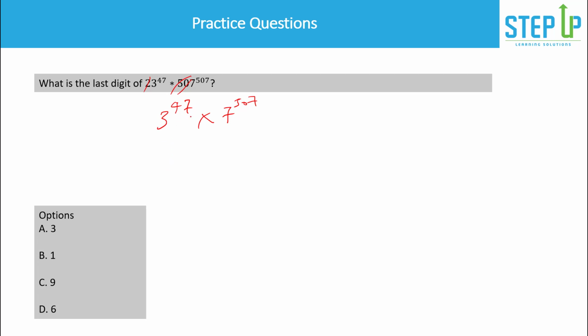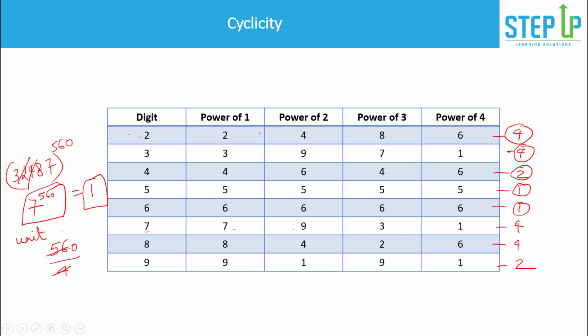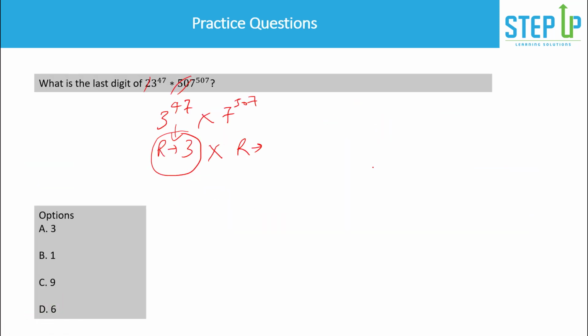Is this 47 divisible by 4? No. 4 into 11 is 44. That means how much remainder are you getting? You are getting a remainder of 3, isn't it? Now if you look at the cycle of 7 also, this was 4. For 3 also you see 4, you can work it out or keep it in your mind. That means here also you will get a cyclicity of 4 for 7. If you divide by 4, you will get a remainder of 3.